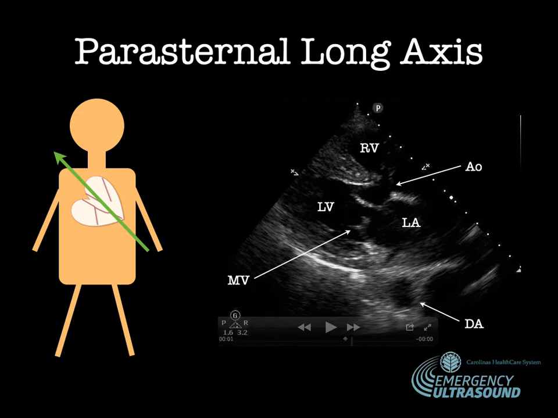I might have to adjust between 10 and 11 o'clock, but I'm trying to get an image that looks like this. At the very top of the screen, so the most anterior chamber of the heart, I'm seeing the right ventricle. Then as we go down, I'm seeing the left ventricle, which is a larger chamber, the aortic outflow tract, the left atrium. I'm seeing the mitral valve. This bright white line beneath the left ventricle is the pericardium. And then I'm seeing the descending aorta. And I want to make sure that I have enough depth to see the descending aorta.